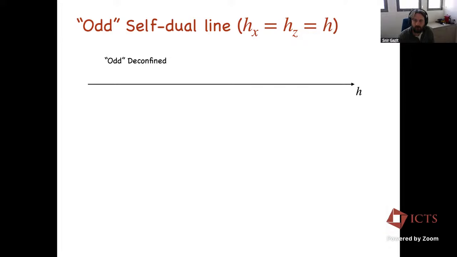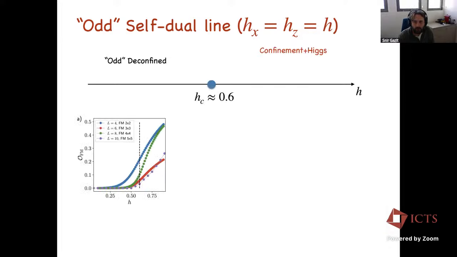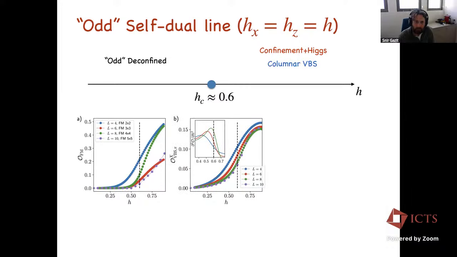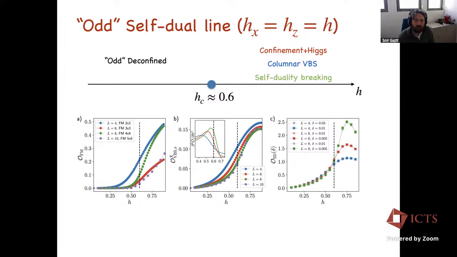So let's crank up the strength of the field term. Here I'm looking at the Fradkin-Shenker order parameter, which we see rises roughly at 0.6. Next, I'm looking at the VBS order parameter. So we have confinement Higgs and columnar VBS. And very nicely, much like the even case, we also spontaneously break the self-duality symmetry.